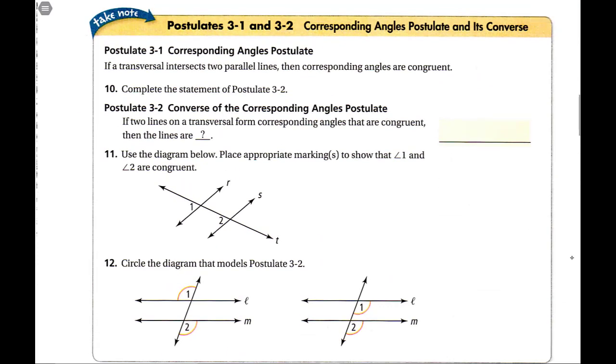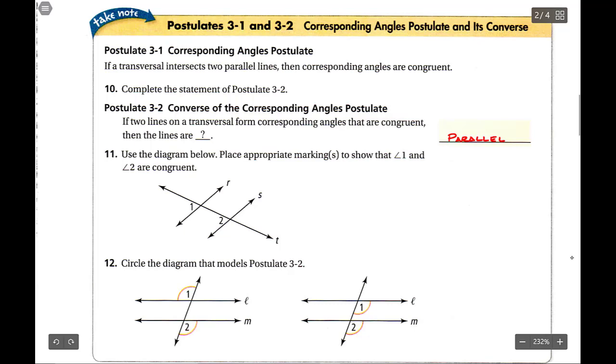We're going to introduce a couple more postulates today: the corresponding angles postulate and the converse of the corresponding angles postulate. The corresponding angles postulate: if a transversal intersects two parallel lines, then corresponding angles are congruent. Number 10 says to complete the statement of postulate 3.2. If two lines and a transversal form corresponding angles that are congruent, then the lines are, and that's going to complete this postulate for us. If two lines and a transversal form corresponding angles that are congruent, then these lines are parallel.